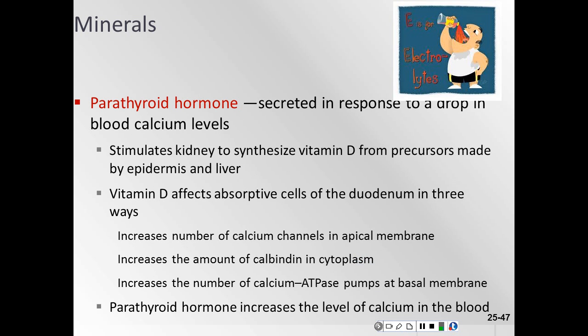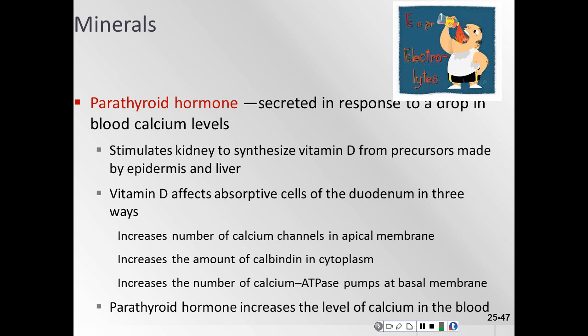Alright, so let's get on to our parathyroid hormone. That is secreted in response to any drop in our calcium levels. So if the calcium levels are too low, the parathyroid hormone is going to be secreted by the parathyroid. And with that drop, it's going to stimulate the kidneys to synthesize that vitamin D. Now, this affects the absorptive cells of the duodenum in three ways. The number of calcium channels are going to increase. The number of calbindin in the cytoplasm is going to increase. And the number of calcium ATPase pumps in the basal membrane are going to increase.